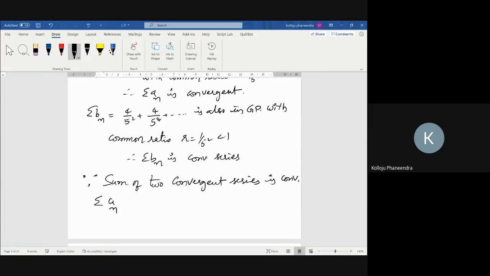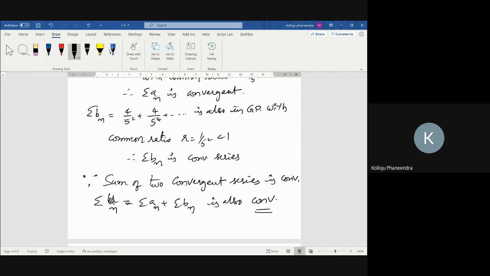Sigma un, what is that? Sigma un I have taken as an plus bn, which is also convergent. This is the model. And remember, sum of convergent series always converges. Sum of divergent series always diverges. But sum of a convergent series and a divergent series, no conclusion. Sum of convergent and divergent series, there is no conclusion.